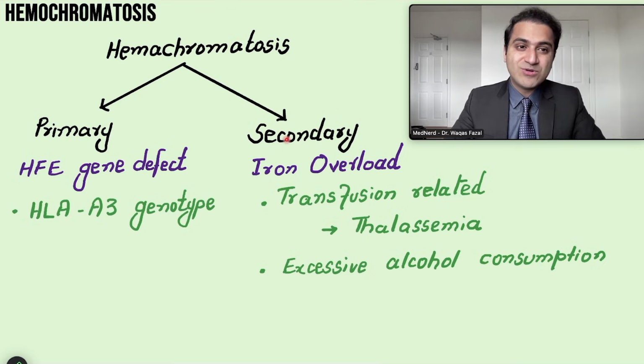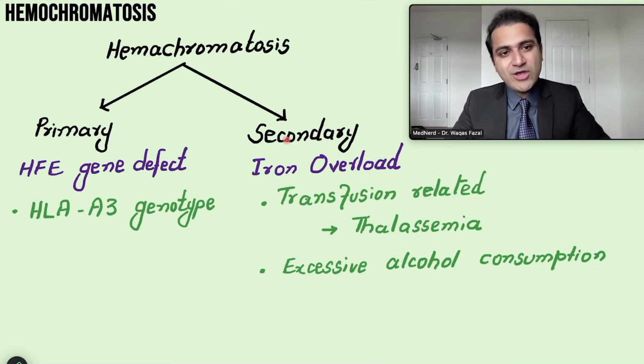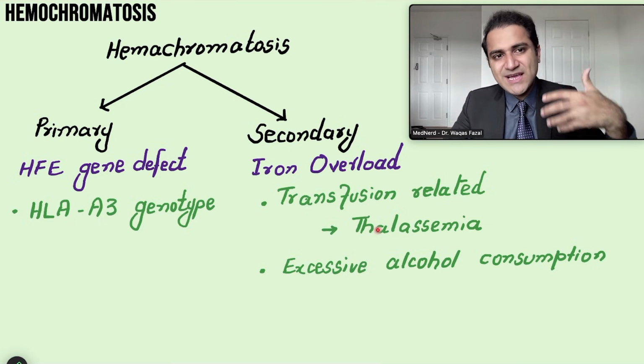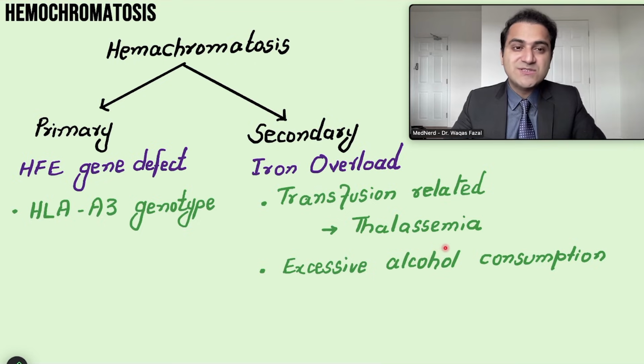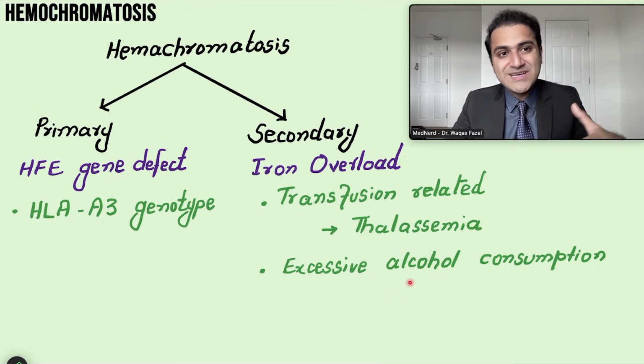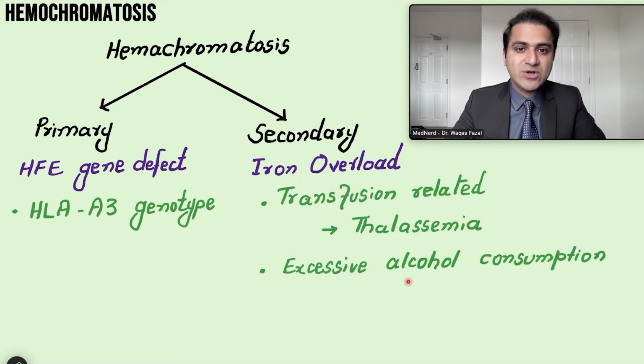In secondary hemochromatosis, there is a reason that is causing the iron to accumulate in the blood, and that is most often transfusion related. All those patients who receive continuous transfusions due to blood disorders like thalassemia and sickle cell disease are receiving excess blood transfusions, and those excess transfusions would cause the iron to accumulate in the blood. Excessive alcohol consumption is also associated with secondary hemochromatosis because alcohol also increases the absorption of iron in the blood. So that is secondary hemochromatosis.